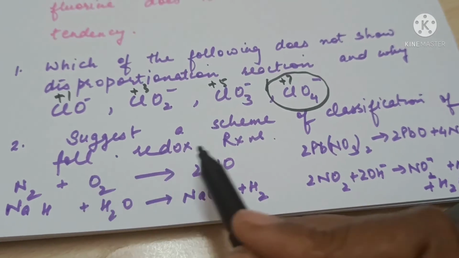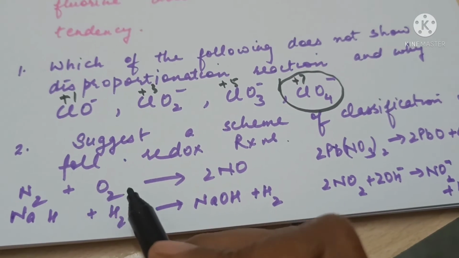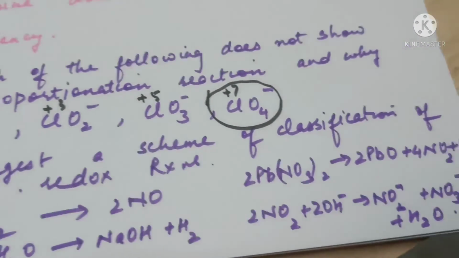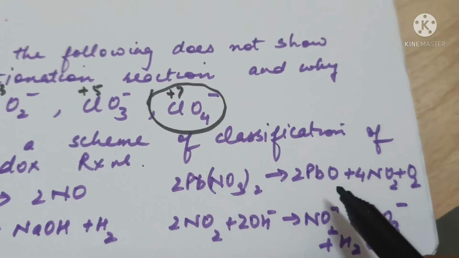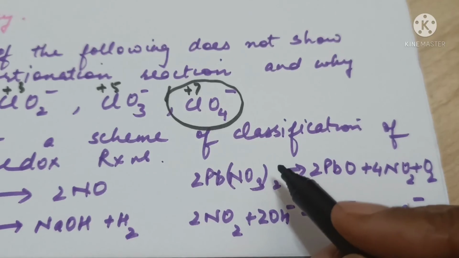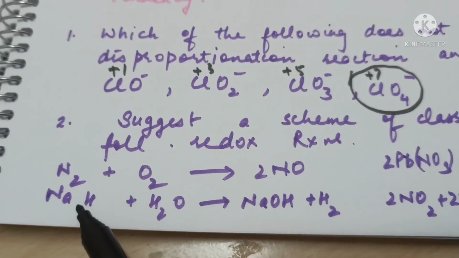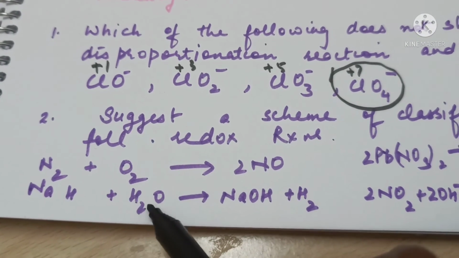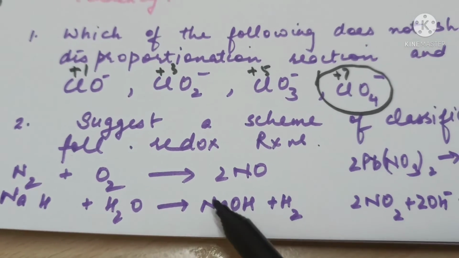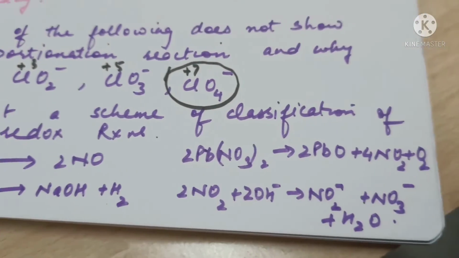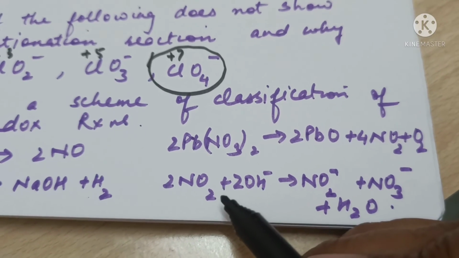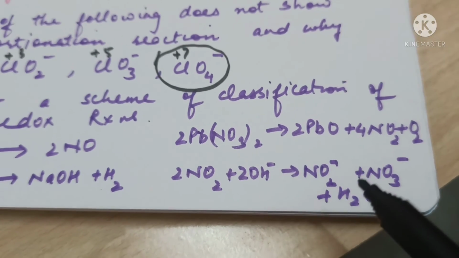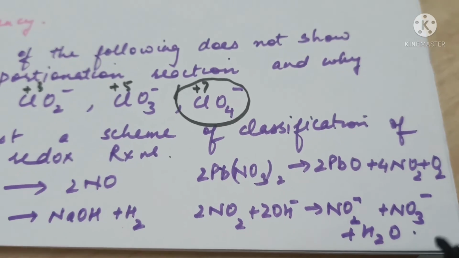Suggest a scheme of classification for the following redox reactions. In this case, nitrogen and oxygen combine to form nitric oxide. So this is a combination reaction. In this case, lead nitrate decomposes into lead oxide, nitrogen dioxide and oxygen. This is a decomposition reaction. Here, sodium hydride plus water forms sodium hydroxide, and hydride displaces hydrogen from water. So this is a displacement reaction. And in this case, nitrogen dioxide undergoes simultaneous oxidation as well as reduction. So this is an example of disproportionation reaction.